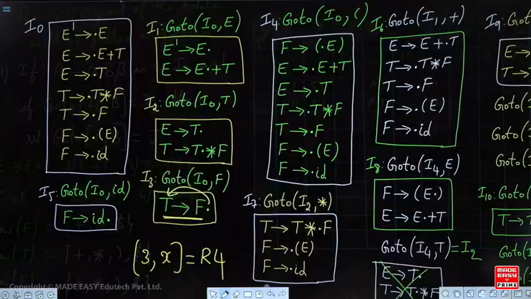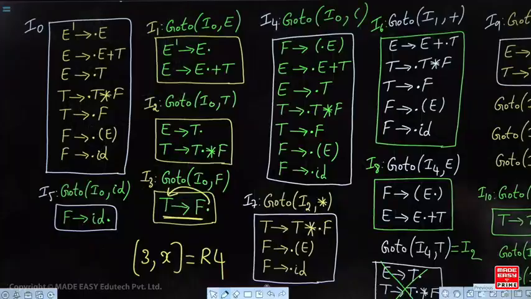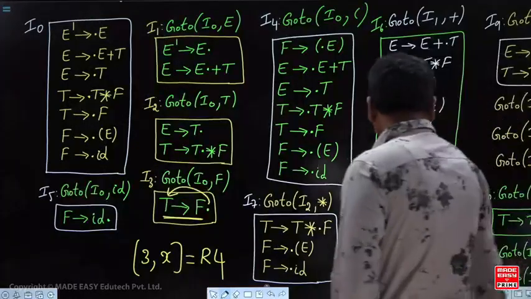Fourth row, T column. Hari Om. Okay, I will do this.